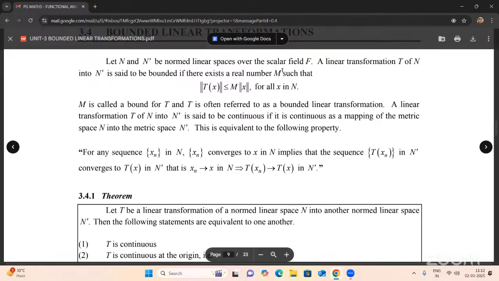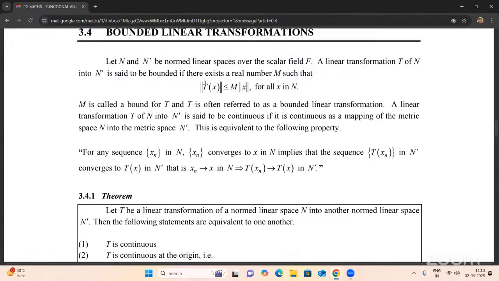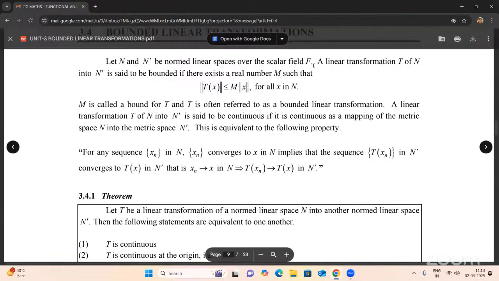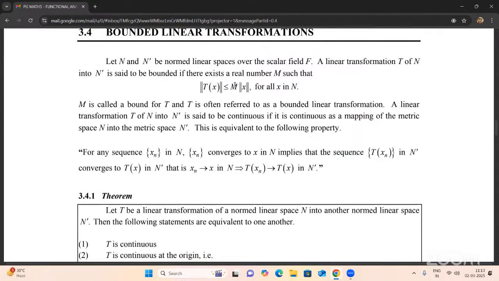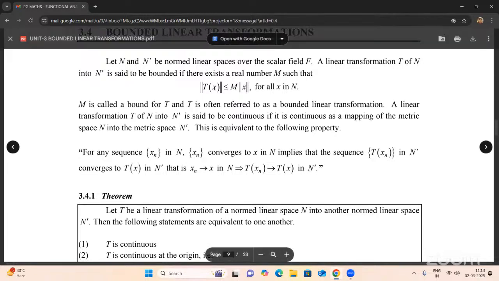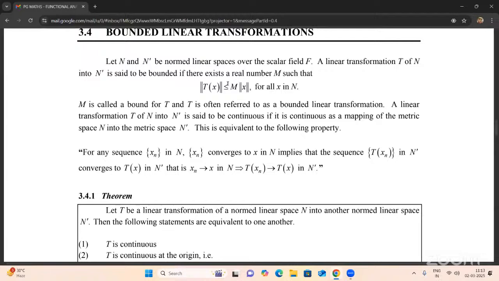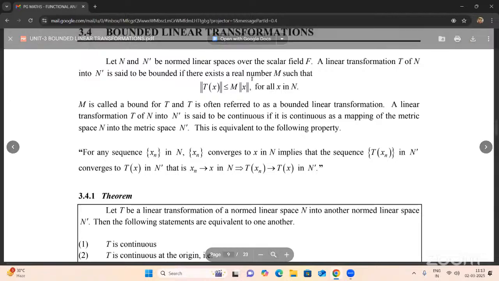if there exists a real number, capital M, any one real number. That real number must exist such that the norm of the transformation, norm T of x, taking the element T of x, is less than or equal to M into norm x. So here M is a real number. That real number must exist for the transformation. So norm is defined on the transformation. So norm T of x less than or equal to M into norm of x. This condition is called boundedness.